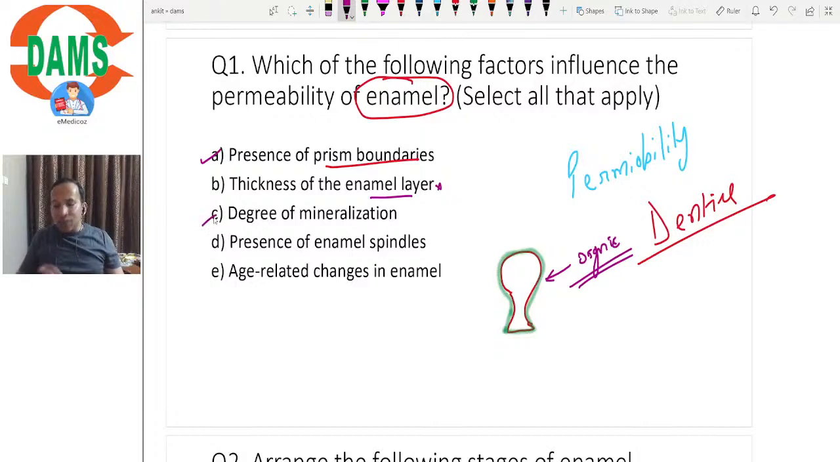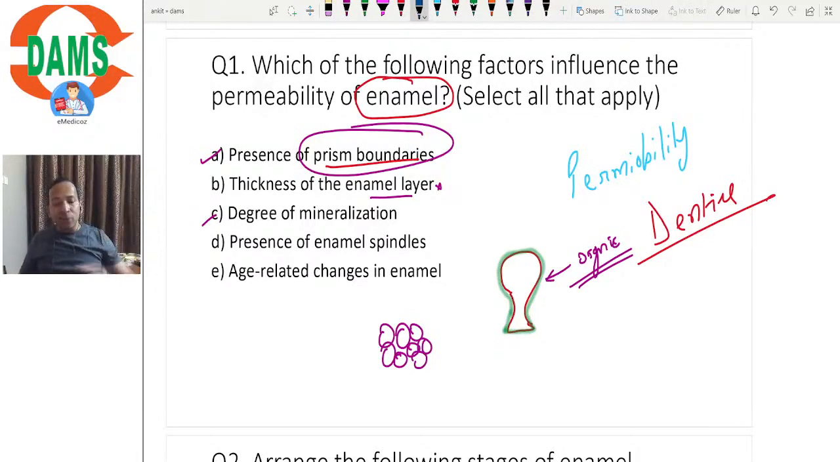Option C is degree of mineralization. So higher the degree of mineralization, lesser will be the pore volume. So what is pore volume? As we just talked about this prism boundary, right? So let's say these are several prisms. Now I'm just drawing them as circles for the ease, but they are keyhole shaped, right? Let's say these are several prisms, or you can say enamel rods.